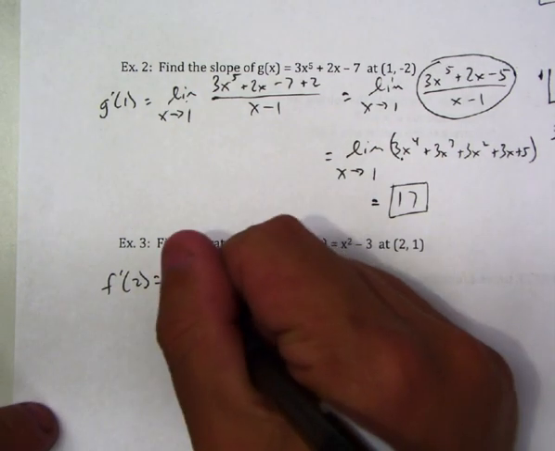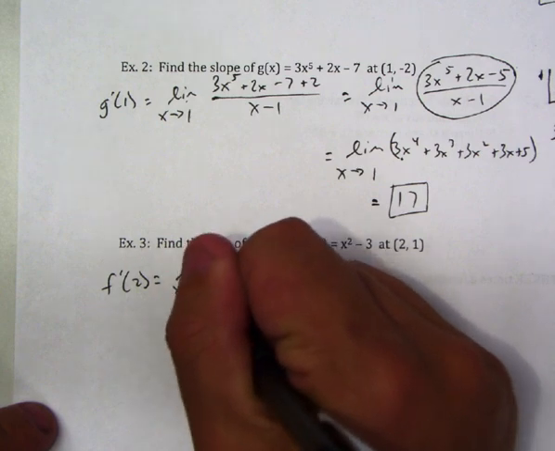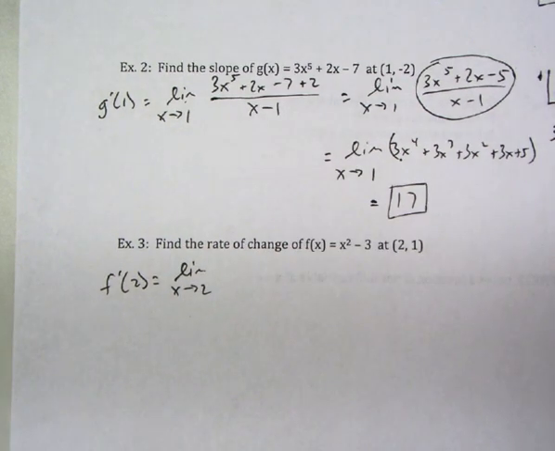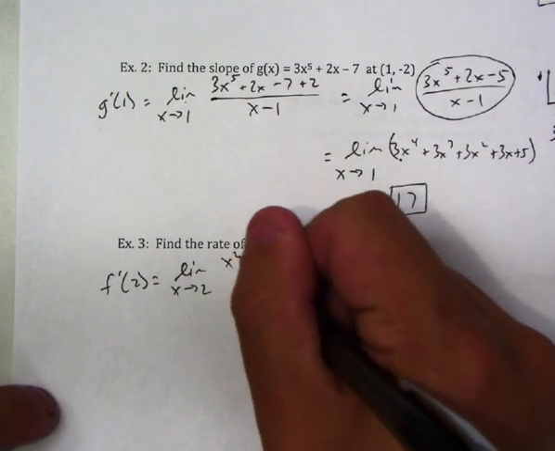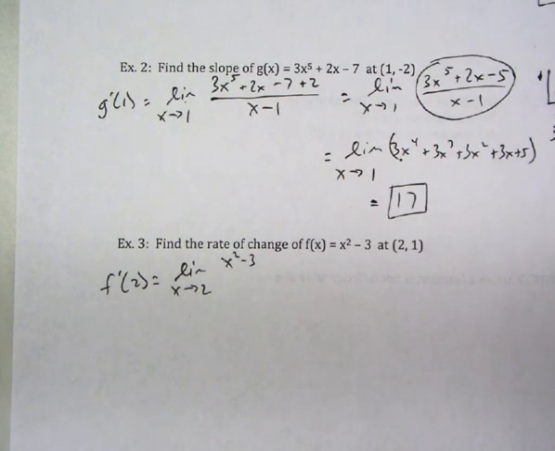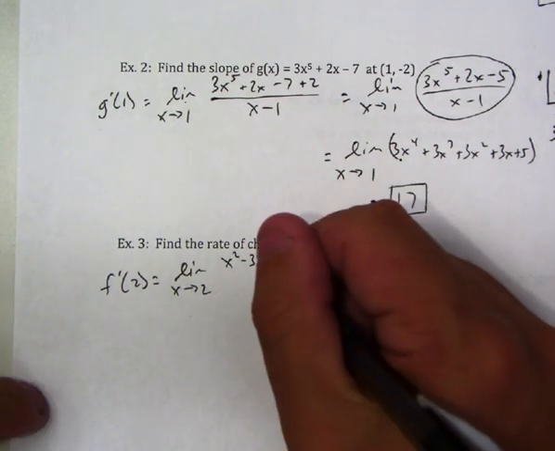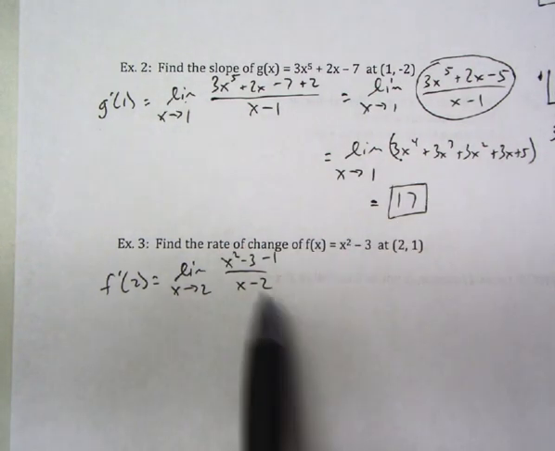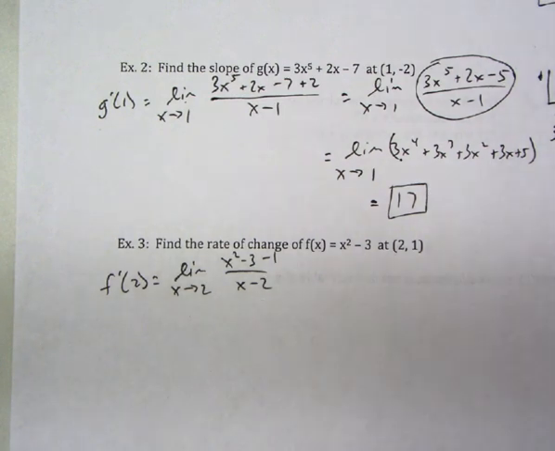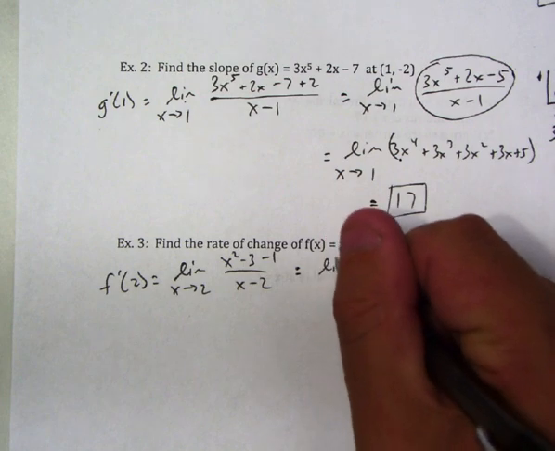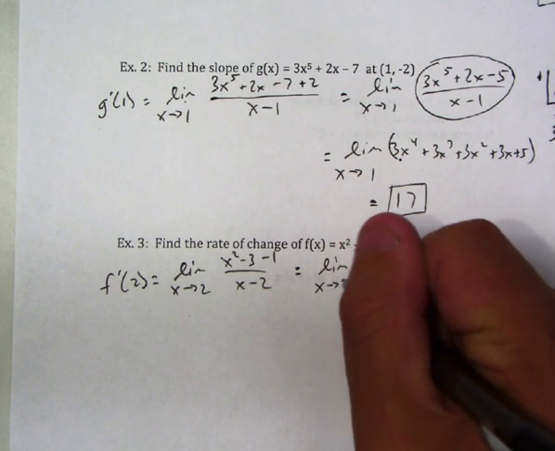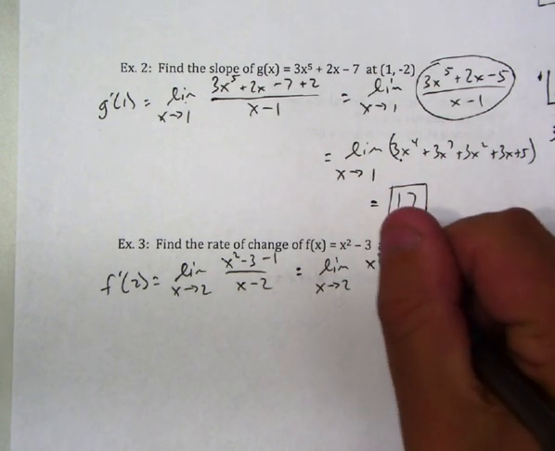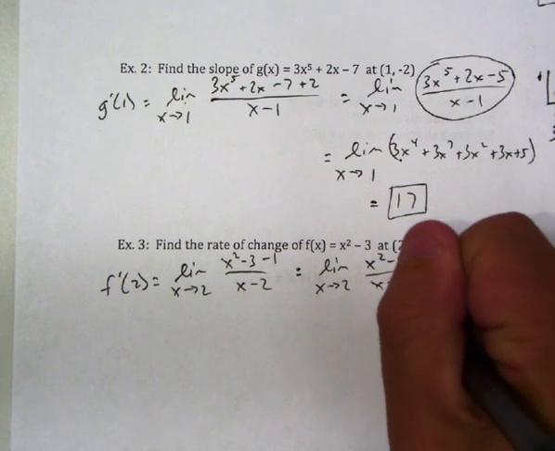So it's the limit as x approaches 2 of f of x minus f of 2, so minus 1, over x minus 2. F of x minus f of 2 over x minus 2. And then we just see if things simplify. So x squared minus 4 over x minus 2.